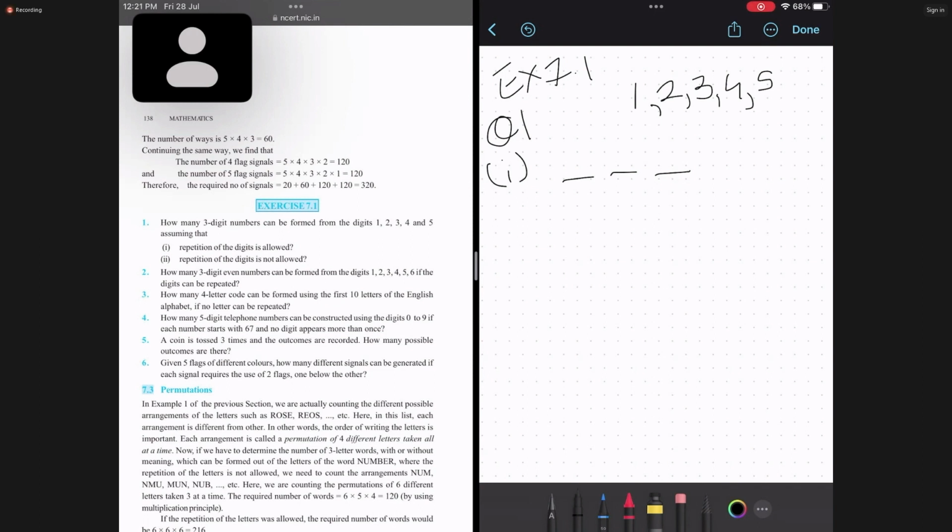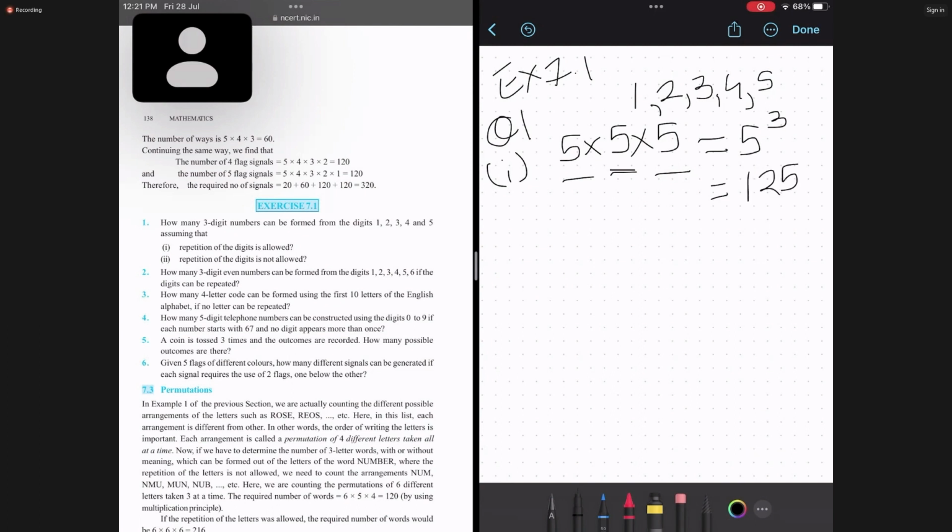So how many ways can we fill in the first digit of the number? As we have 5 choices to use, this can be filled up in 5 ways. Similarly, the second digit can also be filled up in 5 ways, because we can use either of these digits again, right? Because the repetition is allowed in the first case. And similarly, in the third digit, we can also use all 5 digits to fill it. So the answer that we get is 5 into 5 into 5, which is nothing but 5 cube, which is nothing but 125.